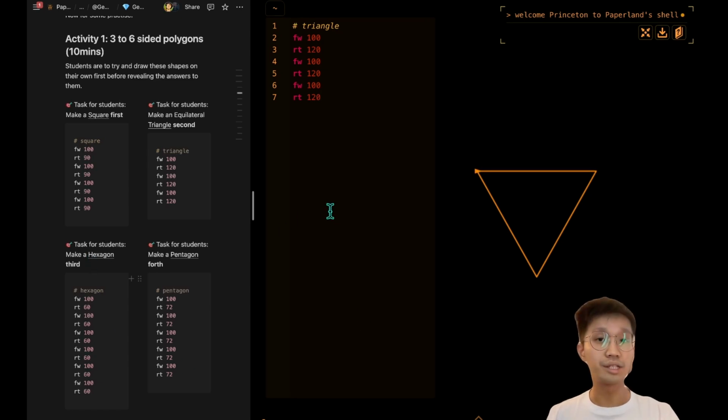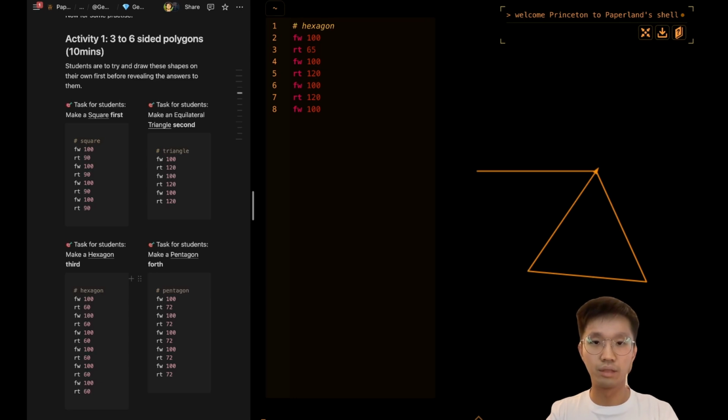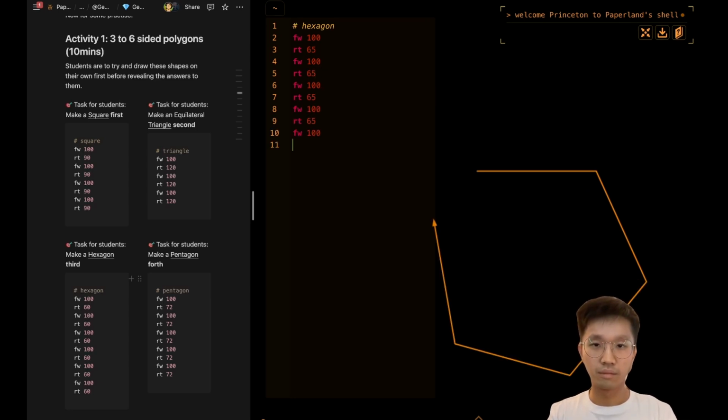Now, chances are when you drew the hexagon, you calculated in your head what the turning angle should be. But for students who don't know the formula to find the exterior angle, what they will likely do is a trial and error approach. So for example, they might try something like this. So they'll try a different angle, and they will realize that this doesn't really draw a hexagon.